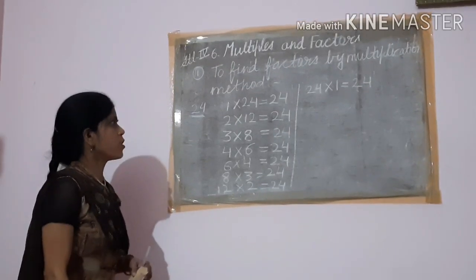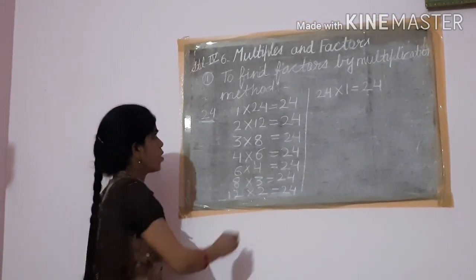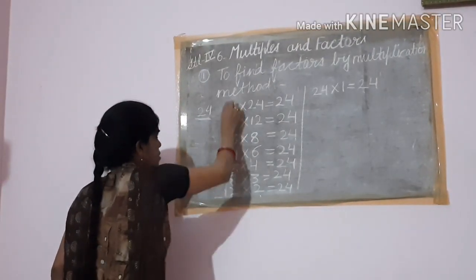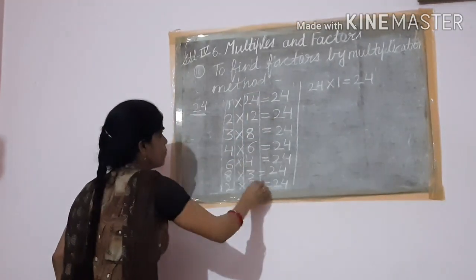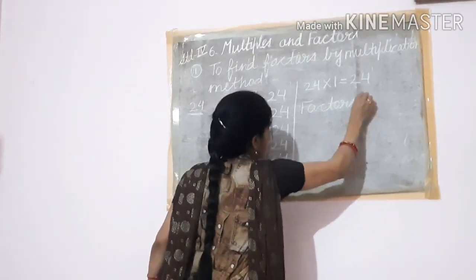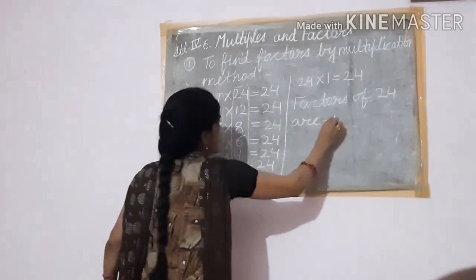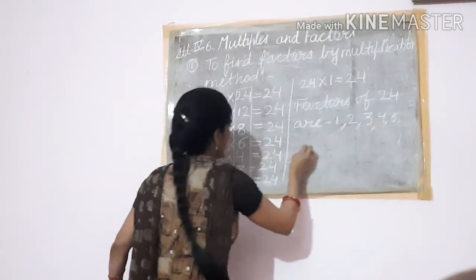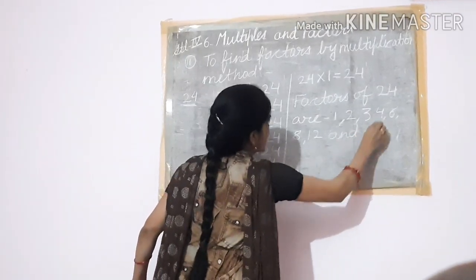Okay, so here also we got the factors of 24. So what are the factors of 24? These all are the factors of 24. So we will write here: factors of 24 are 1, 2, 3, 4, 6, 8, 12 and 24.